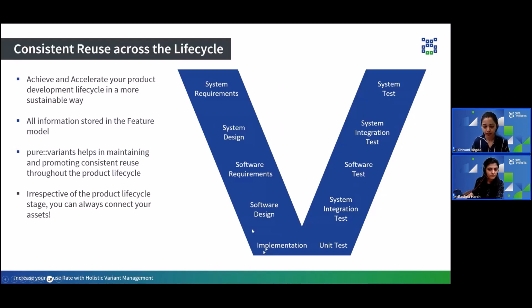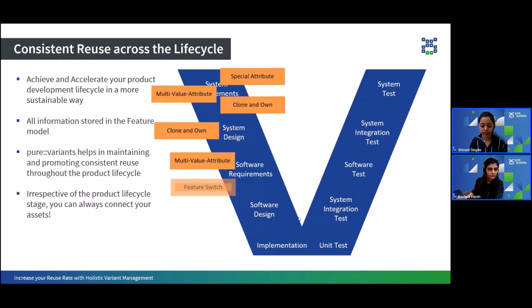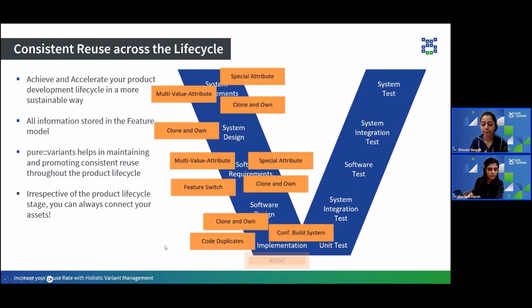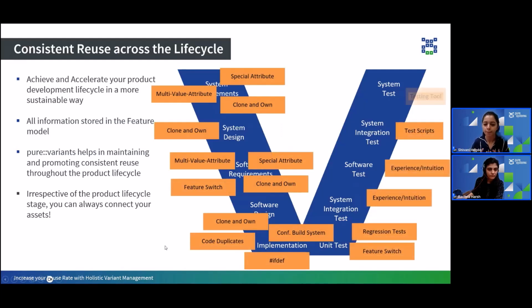So now, the ways of handling variability. If you see the V diagram, the ways of handling variability without a holistic approach might require you to configure product variants multiple times, such as defining a special attribute during your requirement stage, or clone and own for design, defining preprocessor commands for implementation, and so on. So what happens here is that one must go through the challenge of configuring the variants on each level again and again. To overcome these challenges is where product line engineering comes into play.